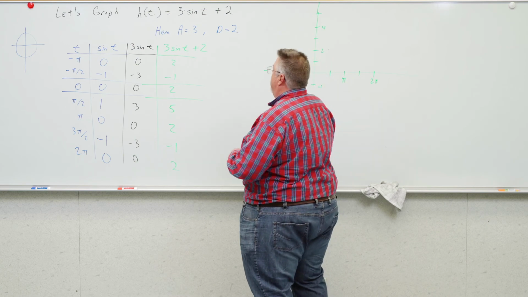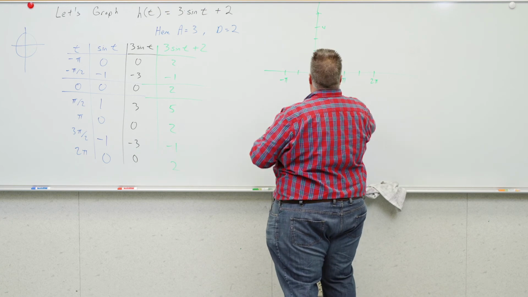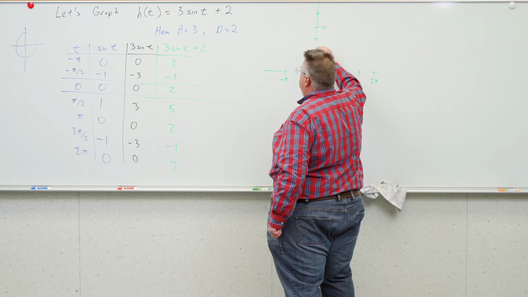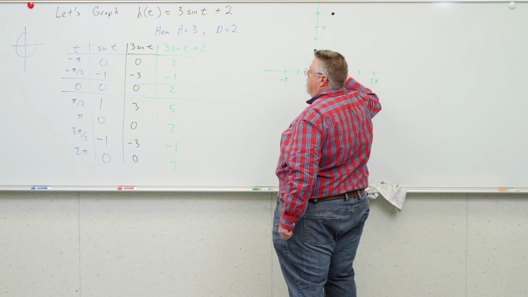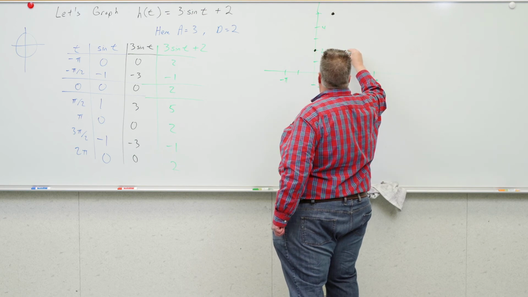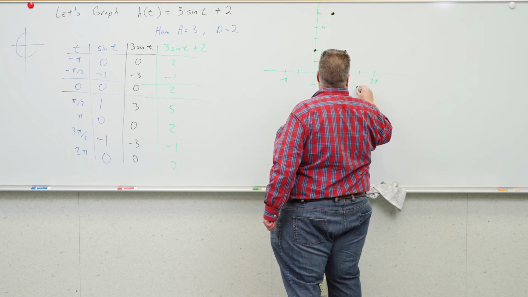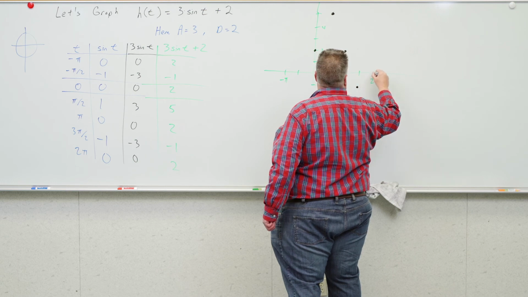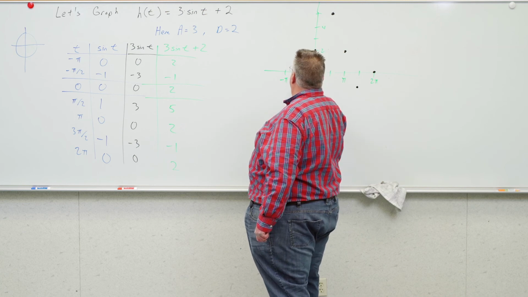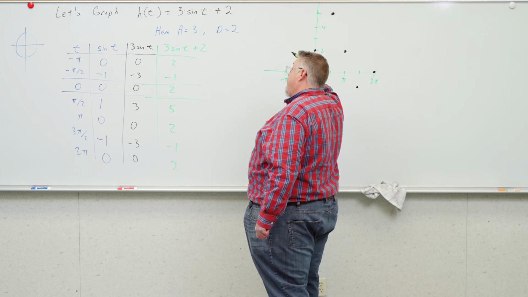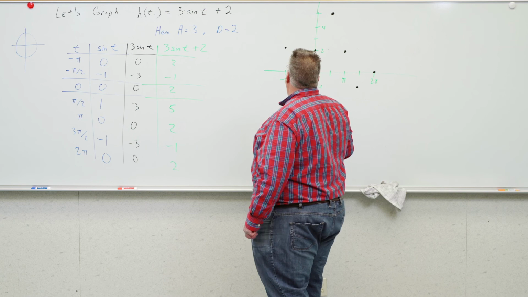And then where are my points? Let's go. Starting here, I've got 0, 2. I've got pi over 2, 5. I've got pi, 2. I've got 3 pi over 2, negative 1. I've got 2 pi, 2. And going backwards here, I've got negative pi over 2, negative 1. And negative pi, 2. And I've got my wavy thing here.